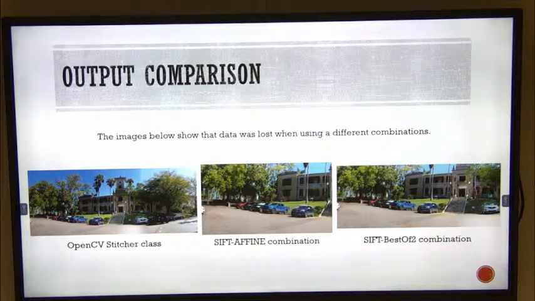Here, you can see some of the outputs that we gathered from some of the algorithms. We have the OpenCV Stitcher class, which is our control group. And as you can see, the reference point in the image is the golf cart that appears at the right side of the image. As you can see in the SIFT affine and the SIFT best of two, that part is not included in the image because the algorithm did not find the key points to match that part of the image.